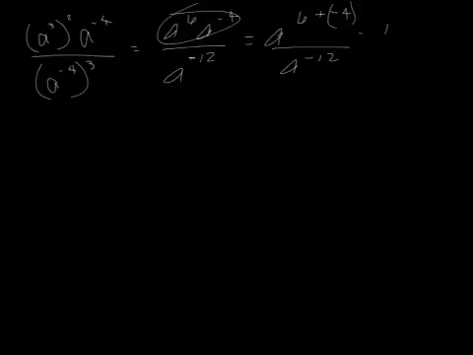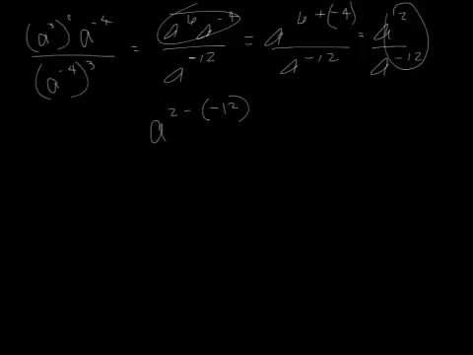So this then becomes a to the positive 6 plus negative 4, which would be a positive 2, over a to the negative 12. Ew, that still looks pretty yucky. So what I'm going to do is my division, and the division says that I subtract. So I'm going to subtract. I'm going to take 2 minus negative 12, which is the same as 2 plus 12, giving me that for an answer.